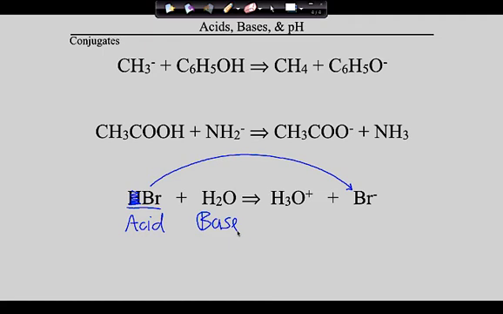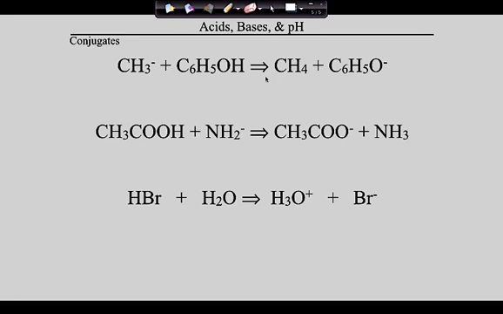Now, let's see if we can find our conjugates. So to figure out what our conjugates are, again, the easiest thing to do is go to the acid, remove the hydrogen. What's left, in this case Br minus, is the conjugate base, and then the remainder, or the other partner, is the conjugate acid. So again, that's one of the 4 things that you've got to be able to do as a result of this unit, is to be able to identify acids and bases and their conjugates.